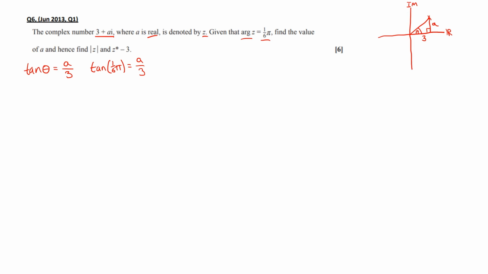So sorry, tan of 1/6 pi times by 3. Oh, so that gives us a being √3. So that means it'd be 3 plus √3i. Right. And then it says, and hence, so we're going to be using this somehow, find the modulus of z and the conjugate of z minus 3.